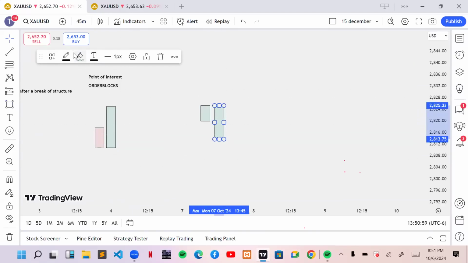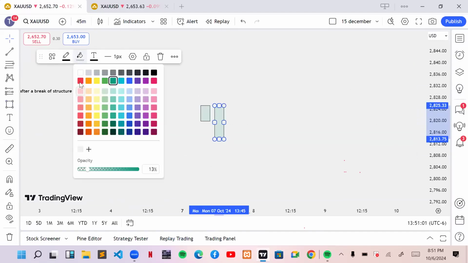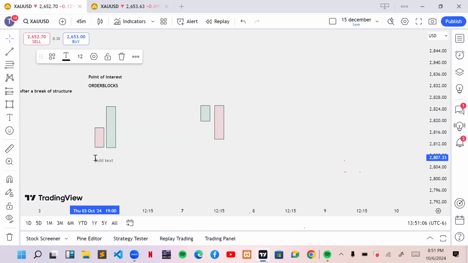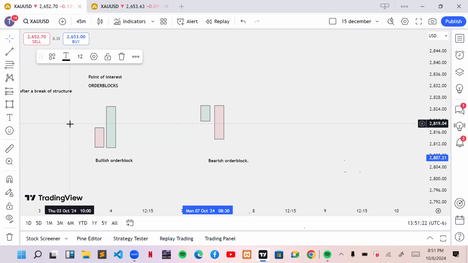So this would look something like this. This is a bullish order block right here, and this is a bearish order block right here. Use the bullish order block when you're looking for buys, and use the bearish order block when you're looking for sells.